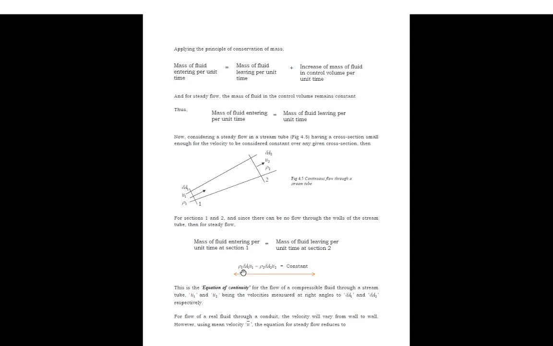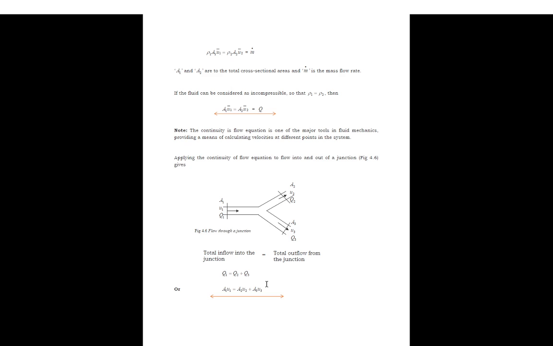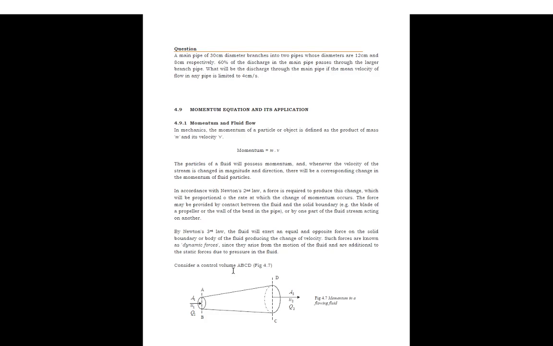So we are saying that if the density is the same, then rho 1 and rho 2 are the same. Therefore, they will cancel. But if they are different, then it means the equation will hold. So we are saying that at that particular point, volume entering is equal to volume getting out. And it's the same thing, that whatever is entering here is equal to what is coming out from here and here. So A1 U1 is equal to A2 U2 plus A3 U3. So this is the equation of continuity.